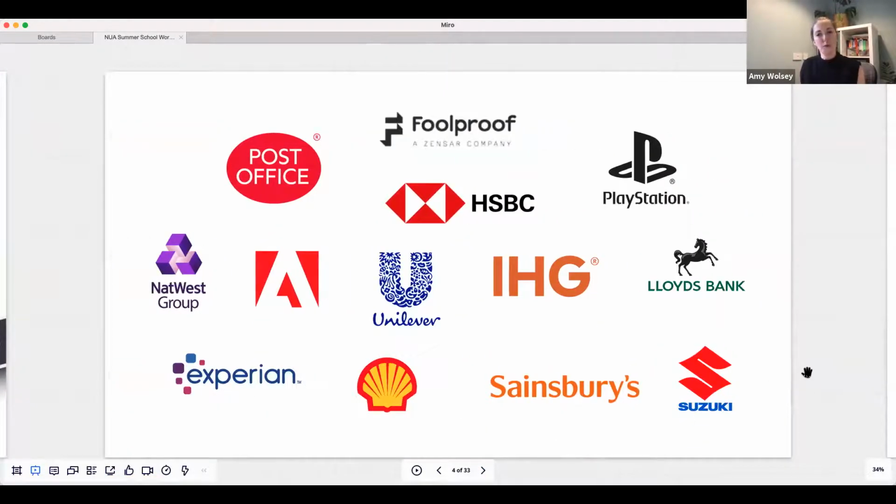So at Foolproof, who have an office based in Norwich, as I said, we also have offices in London, Singapore, South Africa. We've got much, much bigger in the few years that I have been there. But hopefully you'll recognize some of the brands that we work with. So we do everything from banking apps and banking websites, all the way through to some elements of the PlayStation experience, an interface that you might use.